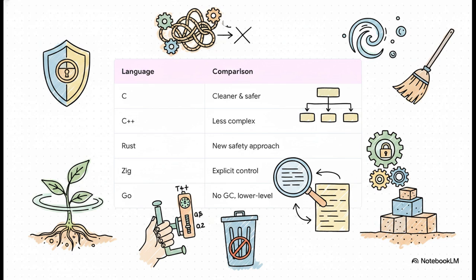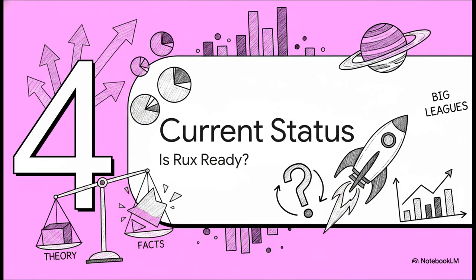Then there's Zig. Both actually share a deep love for explicit low-level control. And finally, compared to Go, Rux operates at a much lower level since, again, there's no garbage collector. Basically, it's looking at the pain points of every major player on the board and trying to offer a cohesive solution. Which brings us to part 4, the current status.